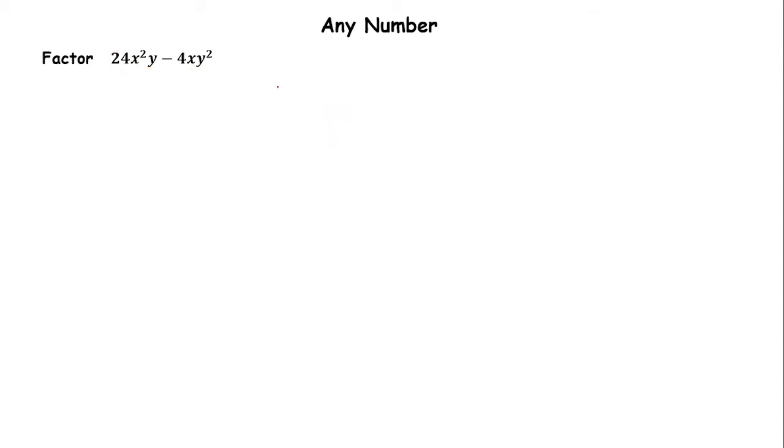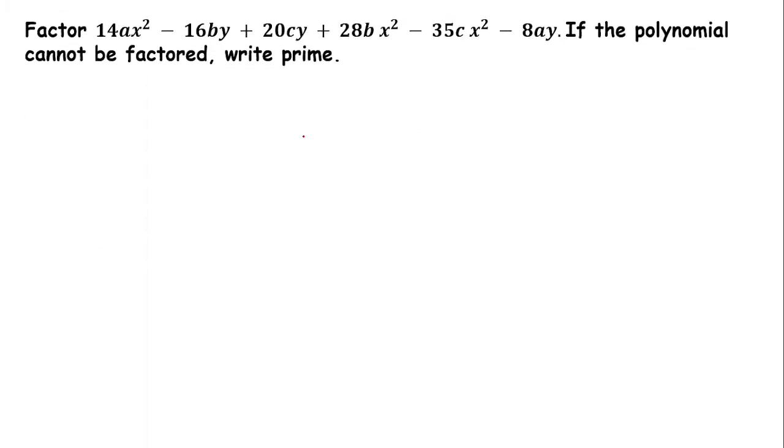Let me tell you again. First we have to take the common thing out. The common thing is 4xy. The left portion in the first term is 6x minus, and in the second term we are left with only and only y. That's the first question. Done. Let's move to the next question.